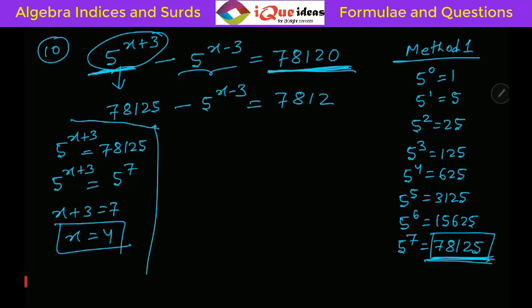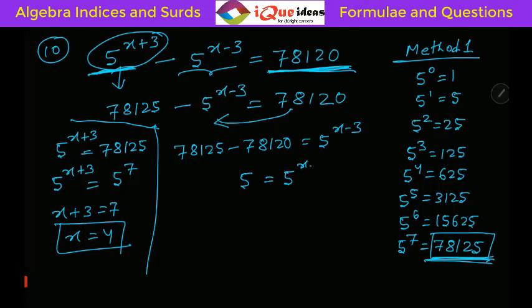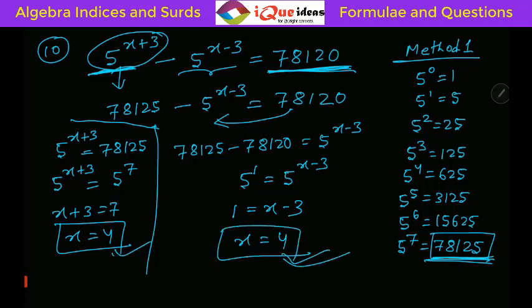Okay. Now from this equation, bring the 78120 to this side. This will become 78125. Minus 78120, that is equal to 5 raised to the power x minus 3. Now 78125 minus 78120 is actually 5. That is 5 raised to the power x minus 3. Now 5 is 5 raised to 1. So 1 is equal to x minus 3. Right, so that means x equal to 4. So from both the places we are getting x equal to 4 only. Hence this is the correct answer. Right? Again, not very difficult to understand, but you have to memorize the values to be able to use this.